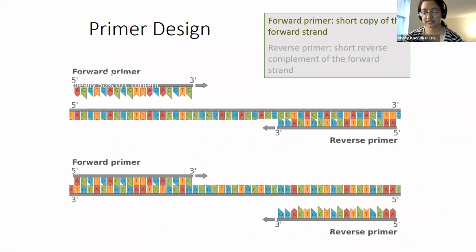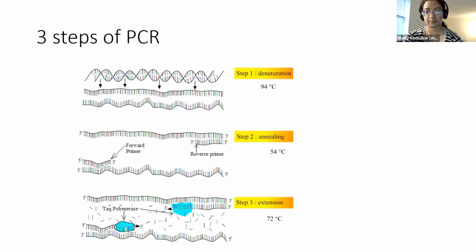When the two strands of DNA are separated after applying heat, the primers will then anneal to the appropriate strands, and that is where DNA polymerase can start producing the new DNA strands from.